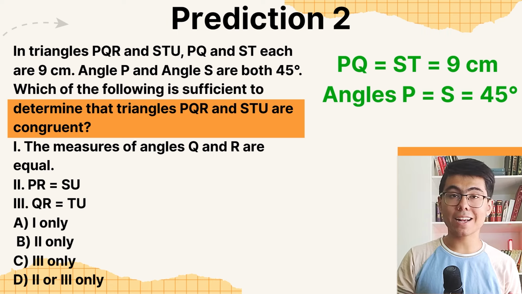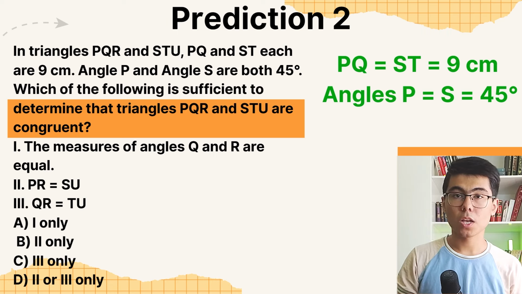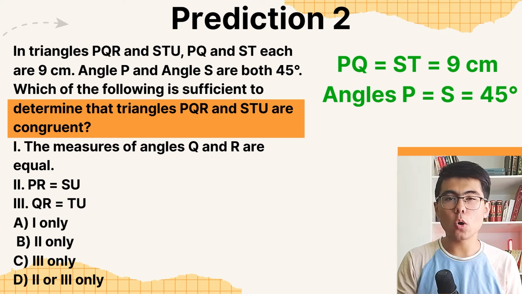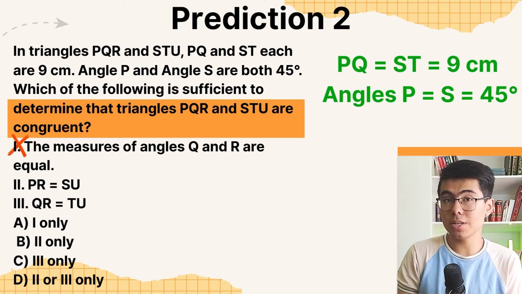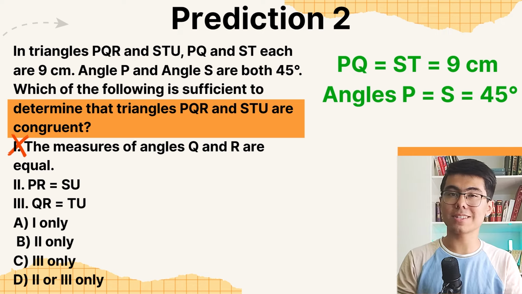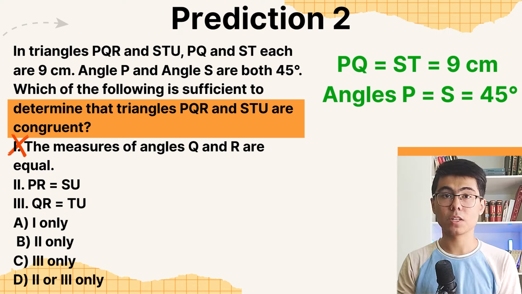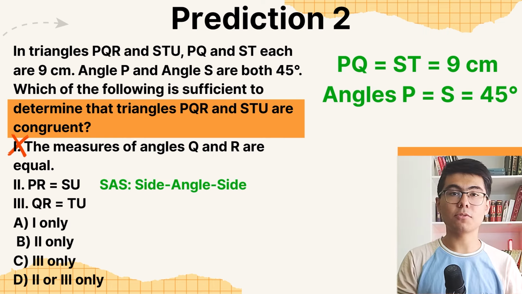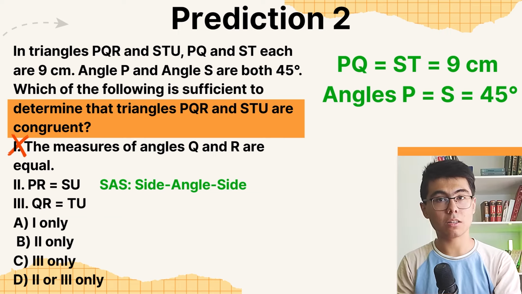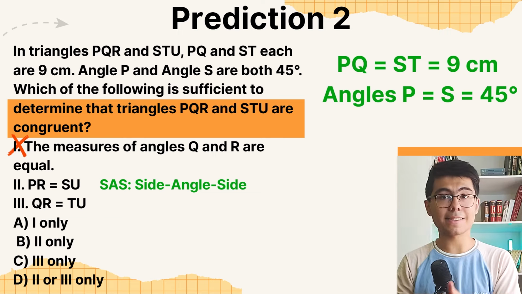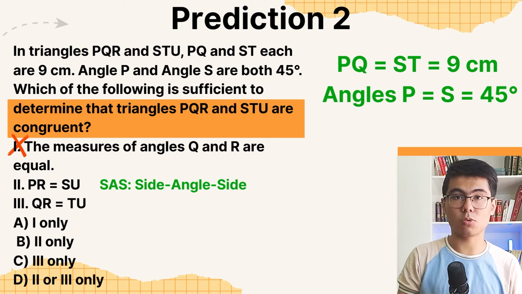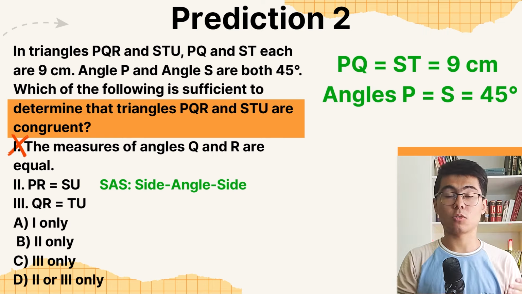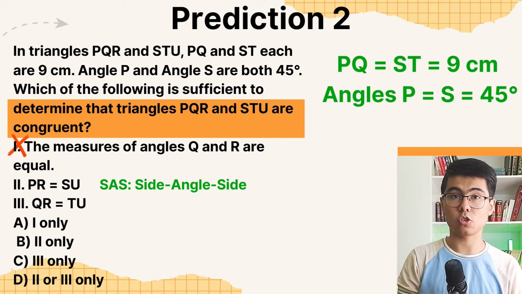Statement number 1 says angles Q and R are equal. While knowing that two angles are equal can help, on its own, it doesn't really guarantee congruence because we don't really know the sides opposite them yet. Statement 2 says PR equals SU. Now we have two sides and the included angle, which is side, angle, side, which is a classic congruence rule, and this is sufficient by SAS, which is side, angle, side, to show that triangles are congruent.